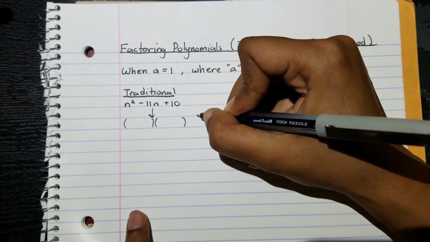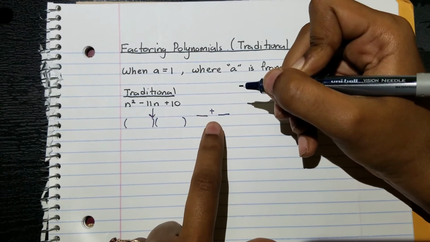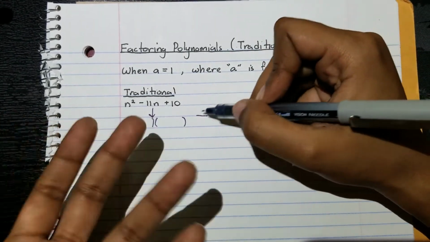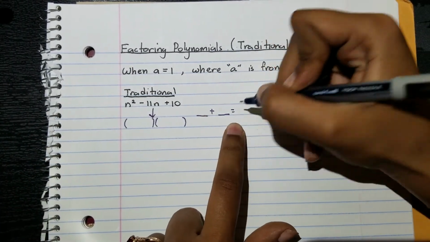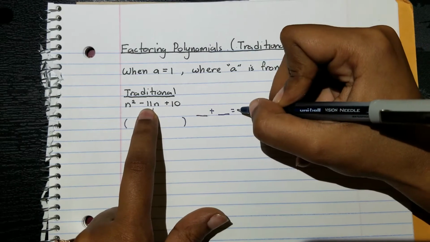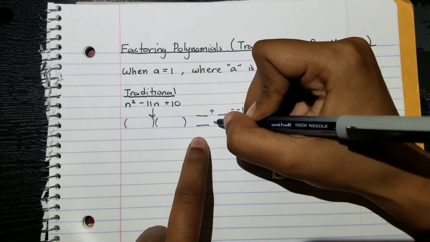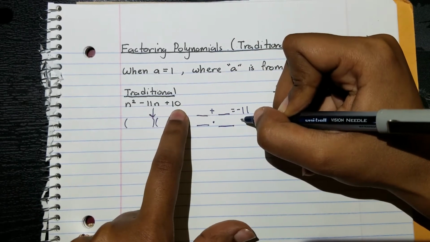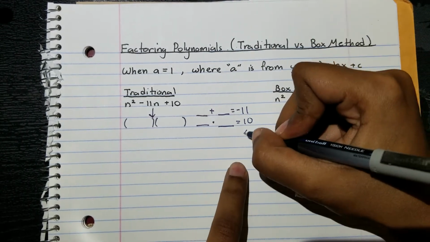Anyway, so you're looking for two numbers that when combined, I'm putting a plus sign, but that doesn't mean the numbers are always positive. They could be negatives or a combination of both. You're looking for two numbers that when combined give you the b constant, so that's negative 11. But those same two numbers when multiplied give you the constant c, which is 10. So at this point you would start looking for factors of 10.